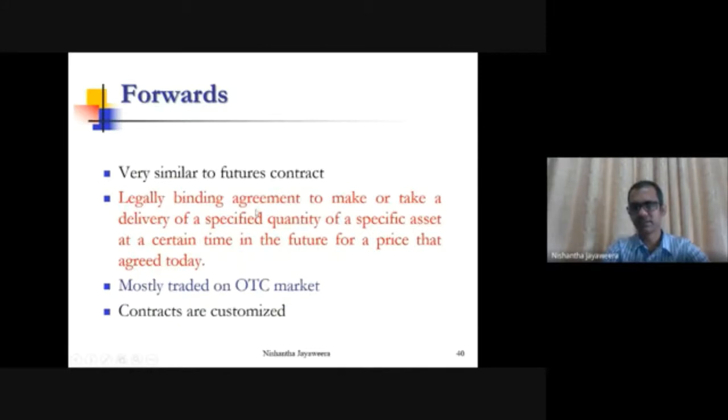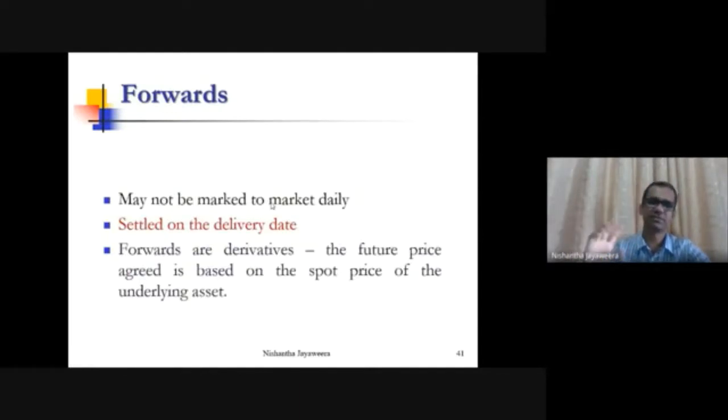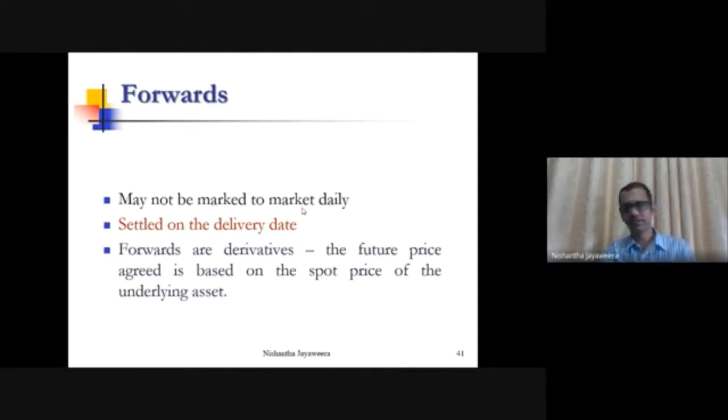For futures contracts, we do mark to market every day, and based on that mark to market, you change your margin requirement. But for forwards, generally we don't do mark to market daily. Now the trend is, even for forwards, both parties do mark to market and exchange the margin between two parties.